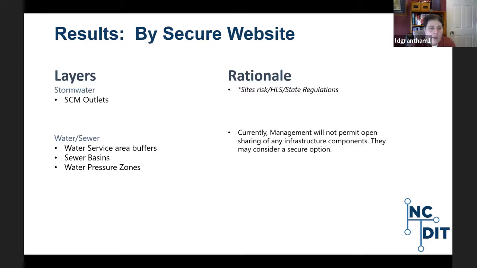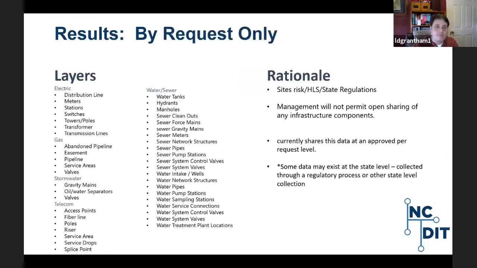So really what we're looking at there is buffers more specific than service area. So it might be infrastructure, like line work buffers or things of that nature. Some folks thought that there might be a potential for that. So that's kind of a generalized feature, if you will, but it's still held behind that secure mechanism, so authenticated use only. And then the final category was by request only.